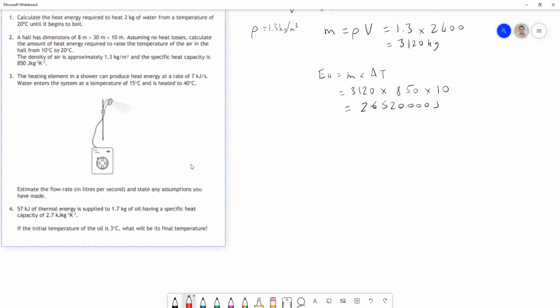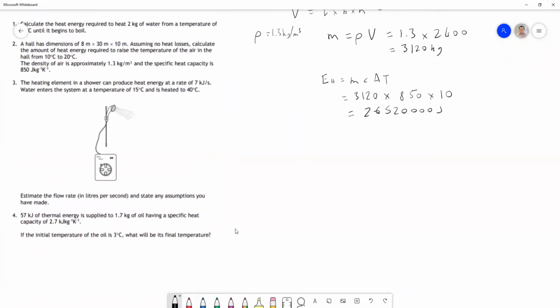In question 3, we're told the heating element in a shower can produce heat energy at a rate of 7 kilojoules per second. Water enters the system at 15 degrees, it's heated to 40 degrees, and we're asked to find the flow rate in litres per second and state any assumptions we've made. So let's see what we know already. Because we're dealing with water, we can write down straight away that C will be equal to 4,180 joules per kilogram per degree Kelvin. The difference in temperature we can see is 40 minus 15, which is 25 degrees Celsius.